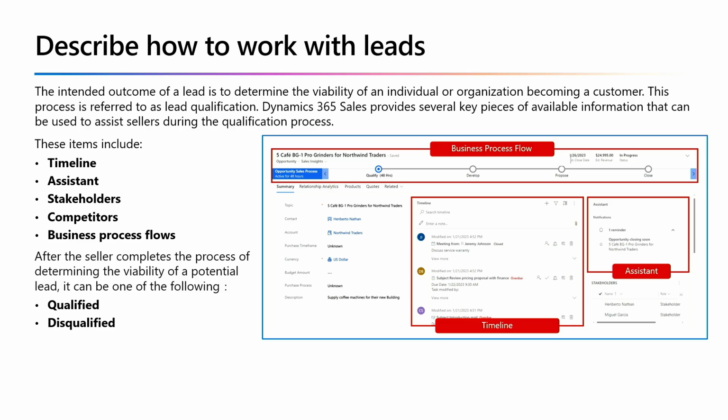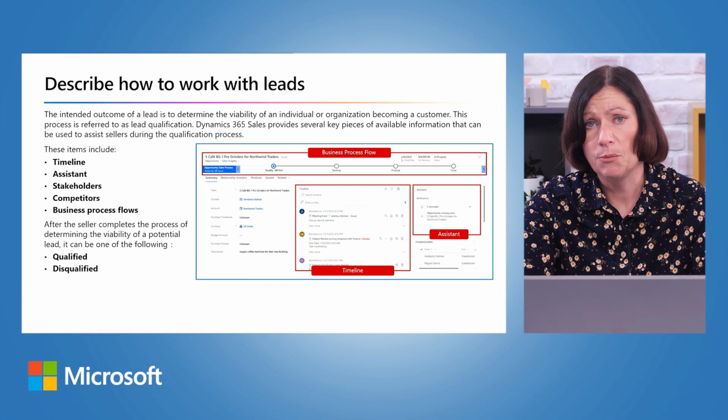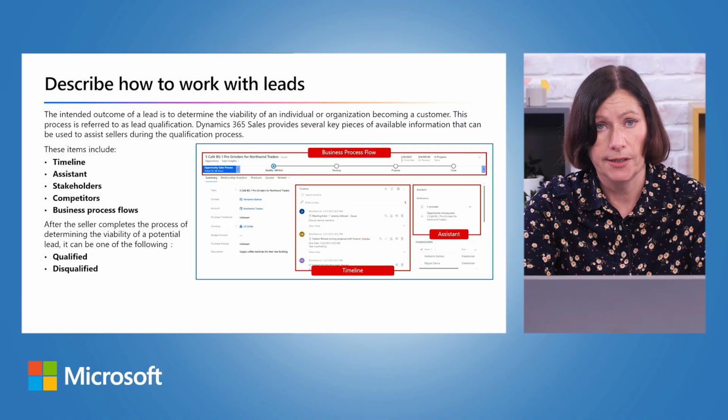Competitors identifies any other vendors that could potentially be competing for a customer's business. And finally, business process flows. These represent guided processes that are used to steer account executives through the entire sales lifecycle.